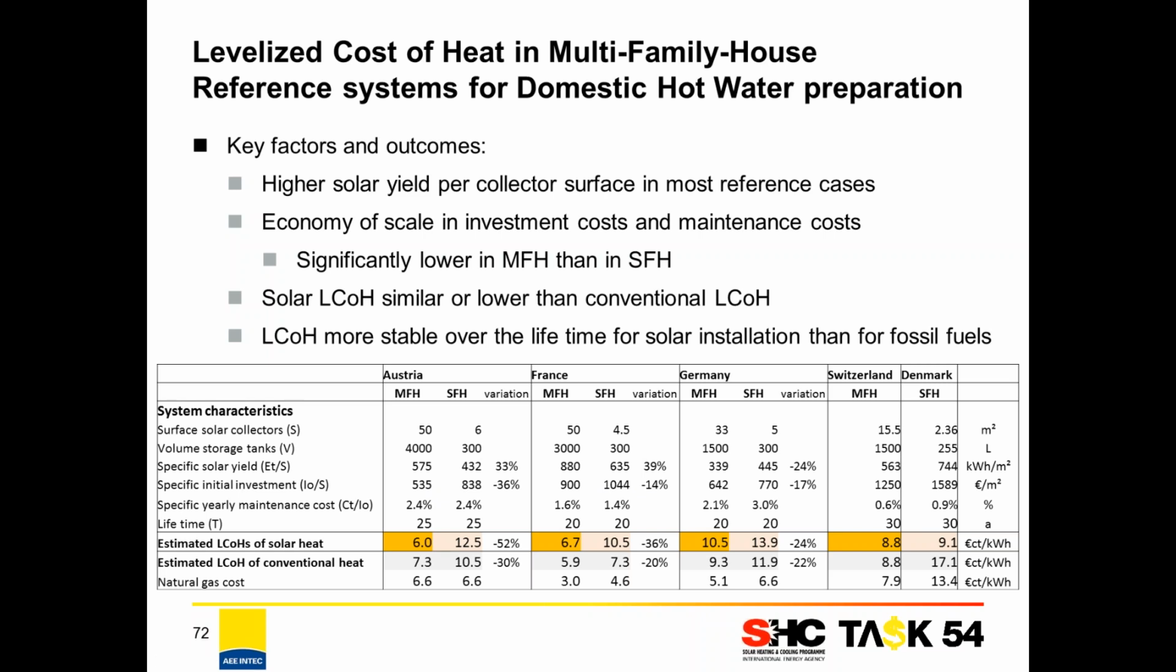levelized cost of heat of solar heat which are lower than conventional heat in Austria, similar in Switzerland, and in Denmark, even in single-family house, the levelized cost of heat are lower for solar heat than conventional heat. In France and Germany, we see the cost of solar heat are about 10 to 15% higher than conventional heat. But I want to mention here that in the hypothesis for this calculation, the conventional heat is not supposed to increase. It is supposed to stay constant over the lifetime of the solar system, which is actually not guaranteed. And actually, solar heat is more predictable and stable over the lifetime of the installation.